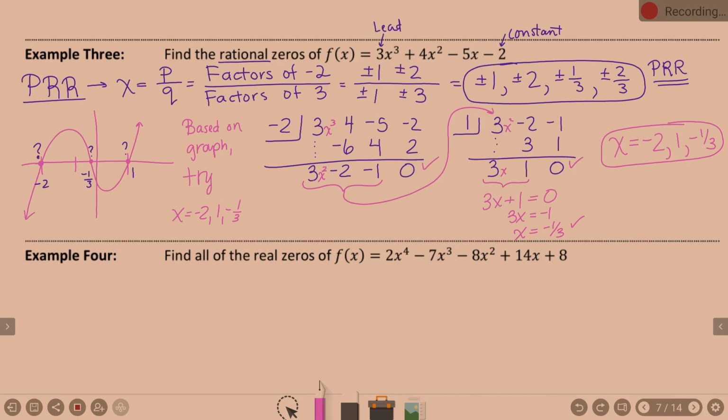Okay. Here's the last one. Instead of going quadratic formula, you might as well just set them all equal to 0. If you don't want to do quadratic formula, you can just set all the possible rational roots equal to 0. Or we plug in the equation.